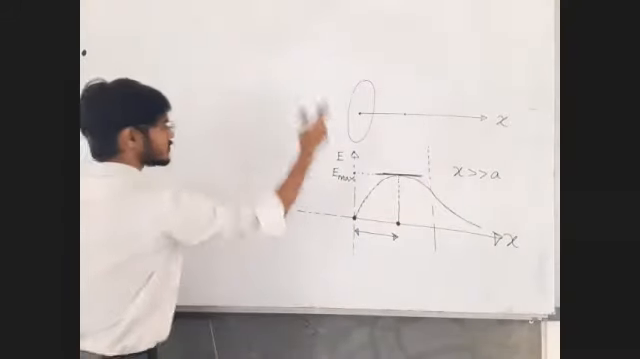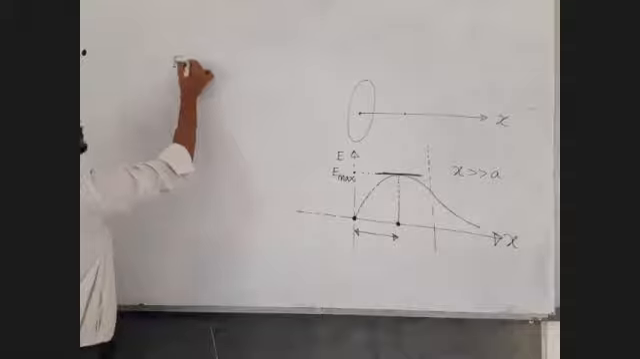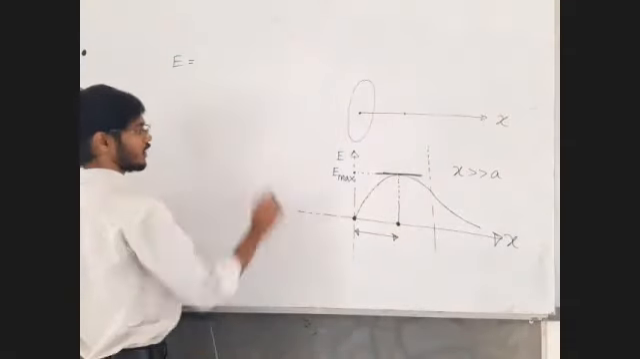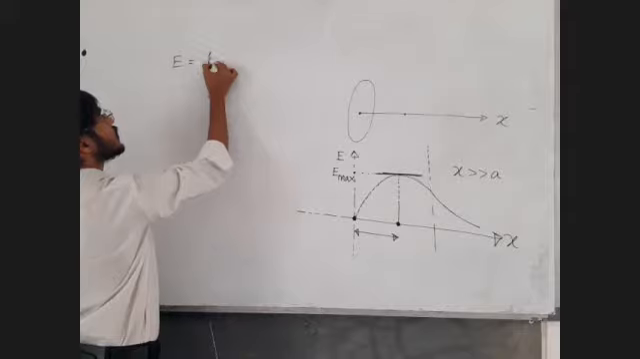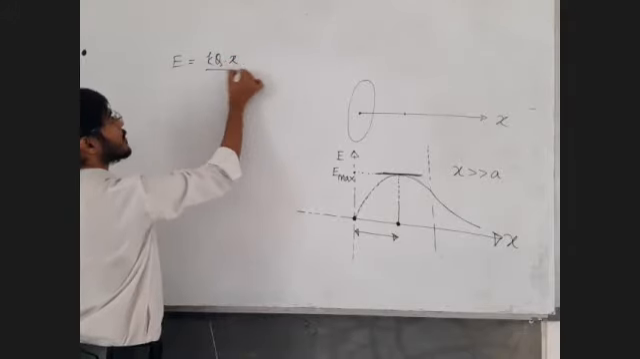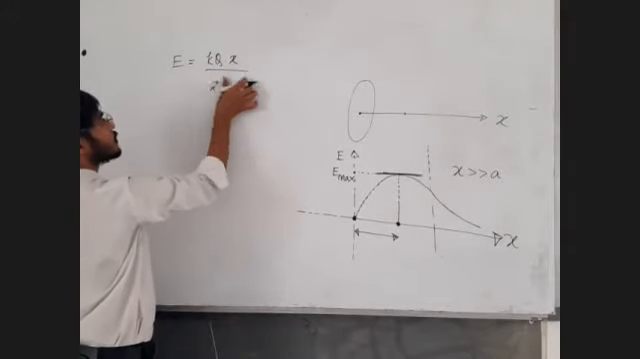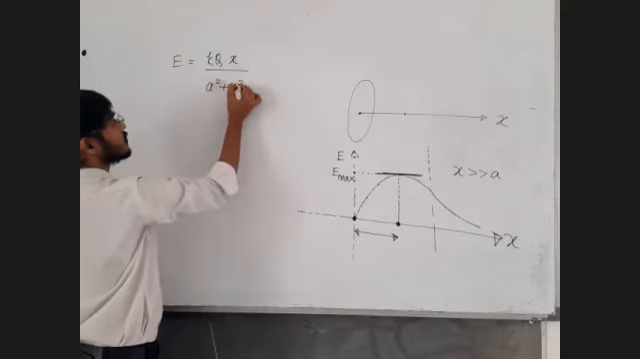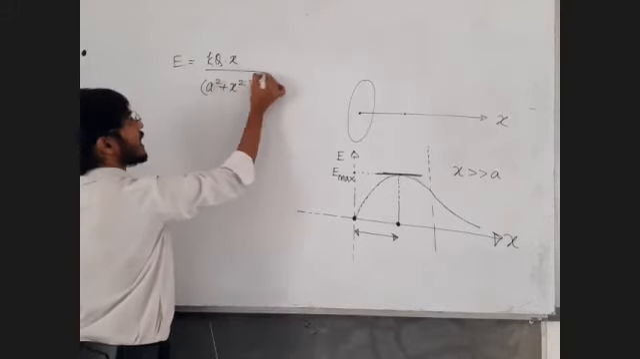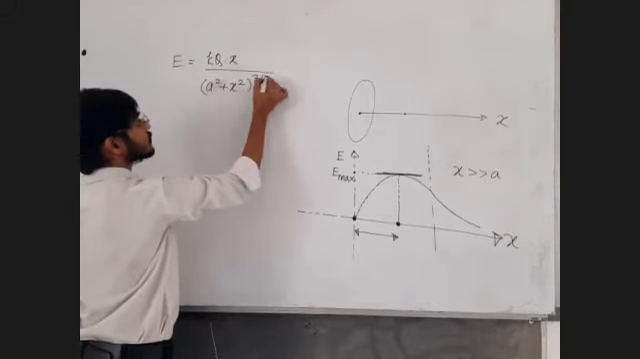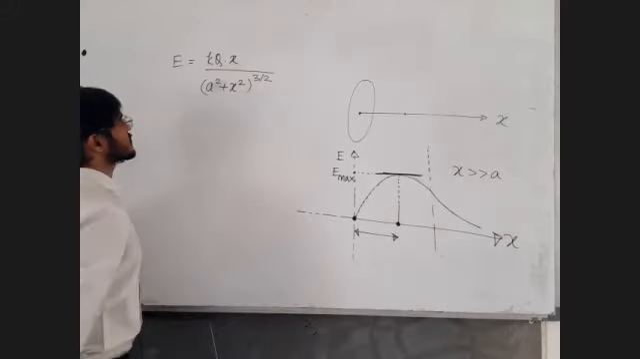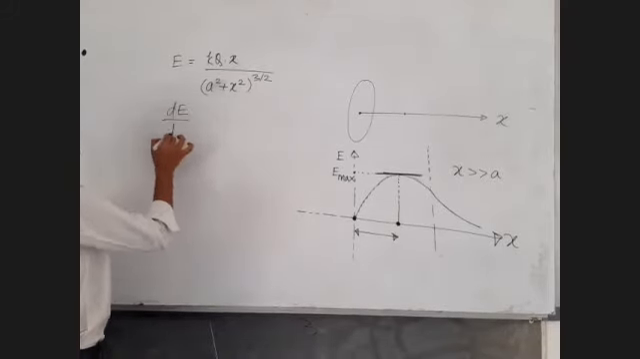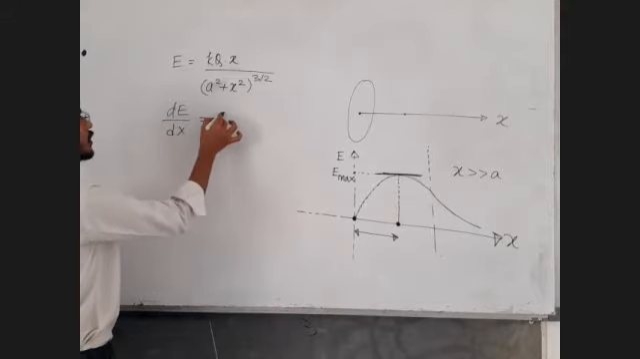Fine. What is the formula of electric field? Sir, the formula of electric field in the language of x was K into Q into x upon (a square plus x square) raised to 3 by 2. Okay, we can derive this formula as per the requirement. We can replace cos theta, we can replace r. Fine. Now what you have to do? Now you have to do this dE by dx is equal to 0.